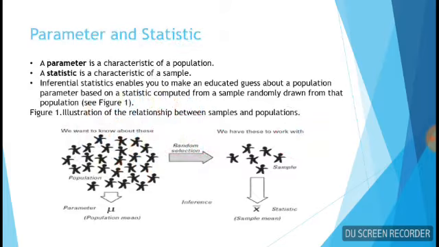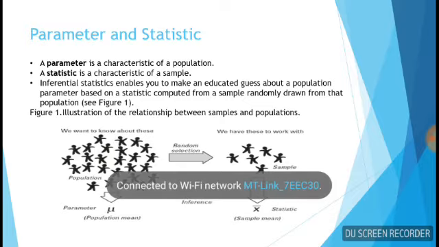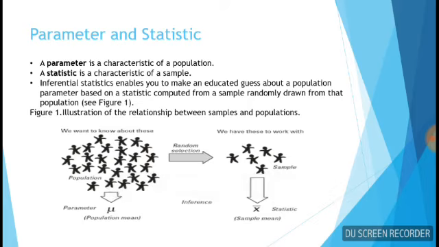This is basically what population and sample represent. Population means whole, and when we take a part or subset of it, it is a sample. Now, parameter and statistic. In inferential statistics, a parameter is a characteristic of a population and a statistic is a characteristic of a sample. Simply we can say P for population and S for sample.